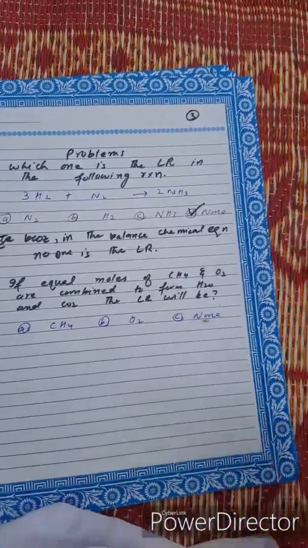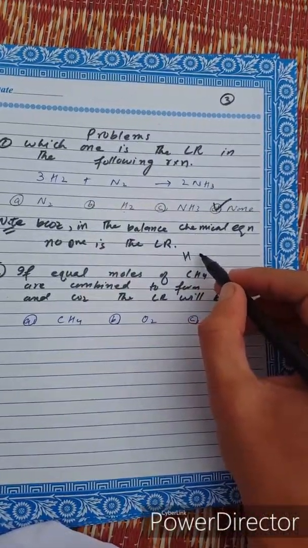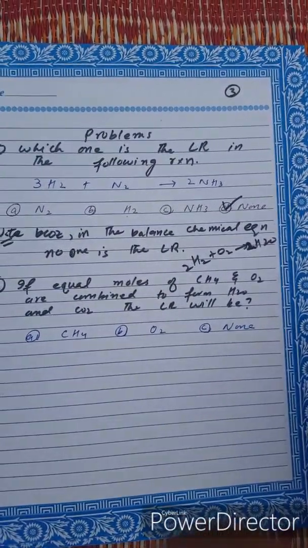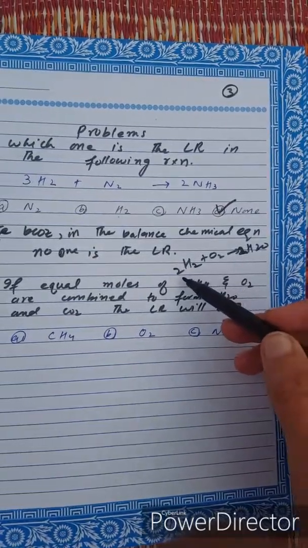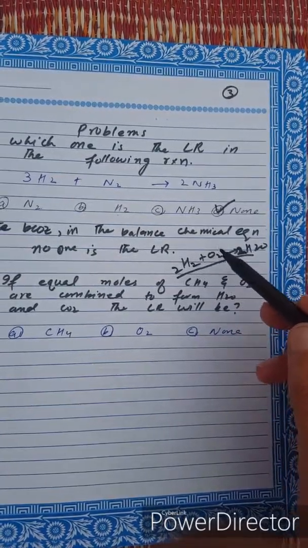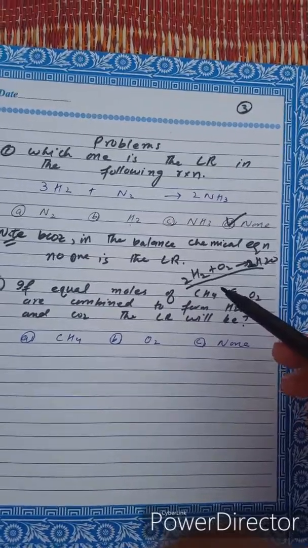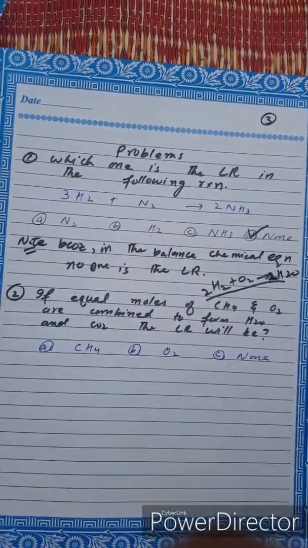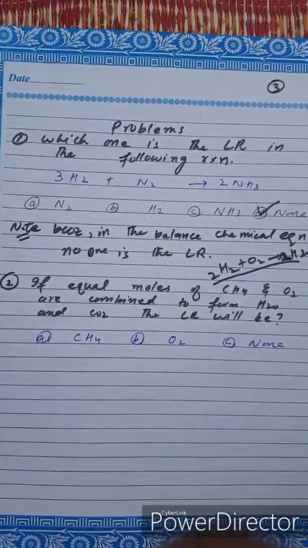Keep it in mind. I can give you another example. For example, when hydrogen reacts with oxygen to form 2 moles of water, this equation is balanced. So in this equation none of them is the limiting reagent. No one is the limiting reagent in this equation. So in a balanced chemical equation, no one is the limiting reagent.